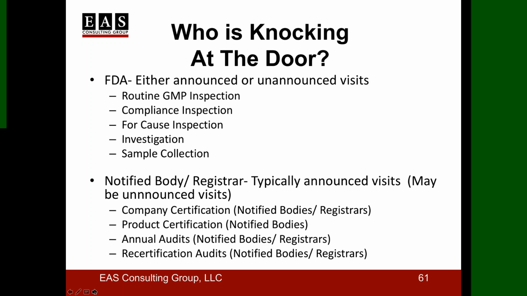In some cases, FDA collects samples, usually not for medical device products, but usually for pharmaceutical products or biologics or food products or cosmetics. Not typical for medical devices. Notified bodies or registrars, they come in and do certifications. Again, for the EU, there's two types. There's a quality system certification and product certification. And again, these audits, not inspections or investigations, are done annually, and there are certifications with those.